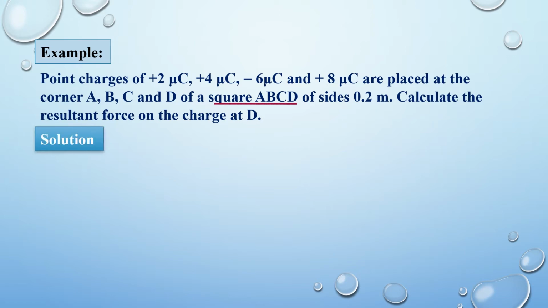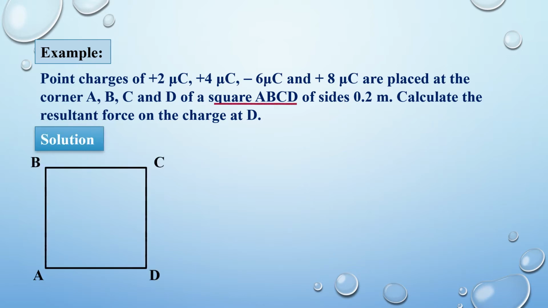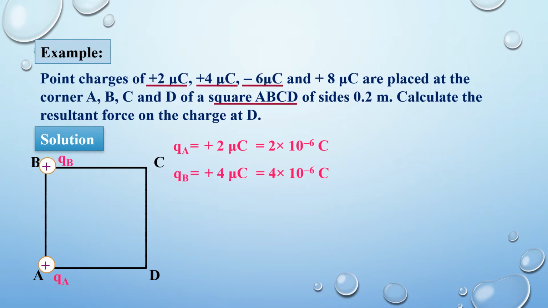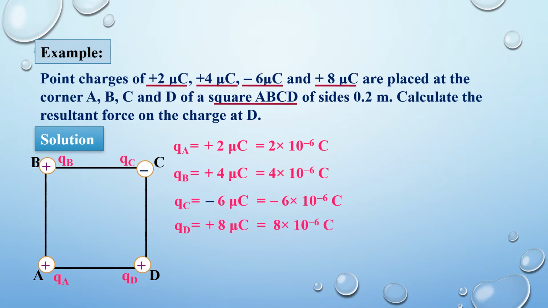To solve this, let us first consider the square ABCD and place the charges as given. A charge of +2 microcoulomb is placed at corner A, so QA is equal to 2 × 10^-6. +4 microcoulomb is placed at corner B, which is 4 × 10^-6, and -6 microcoulomb is placed at C, so it is 6 × 10^-6 coulomb, a negative charge. +8 microcoulomb is placed at corner D, 8 × 10^-6.